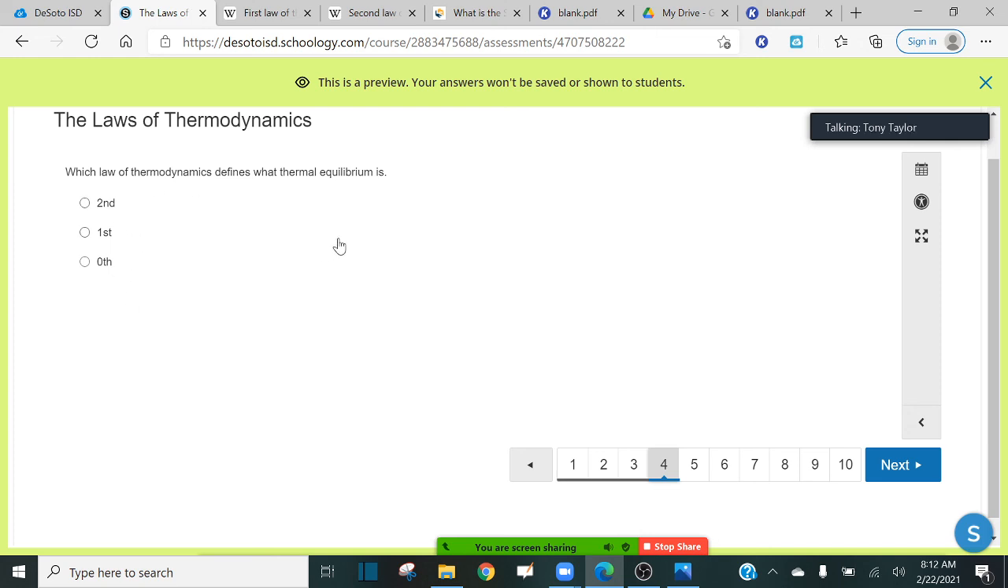Move on to this question here. And again, guys, if your questions are out of order, just skip to this particular question. And you can always go back to your other questions. Which law of thermodynamics defines what thermal equilibrium is? Okay, so when we're talking about thermal equilibrium, we talked about this. This would be the zeroth law of thermodynamics.